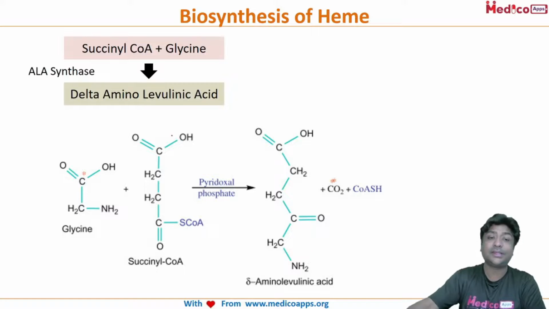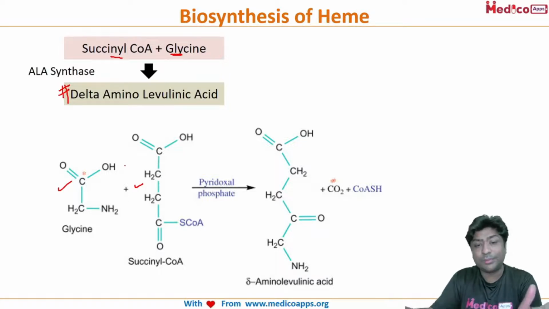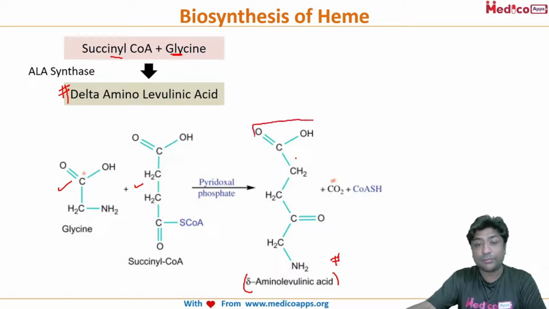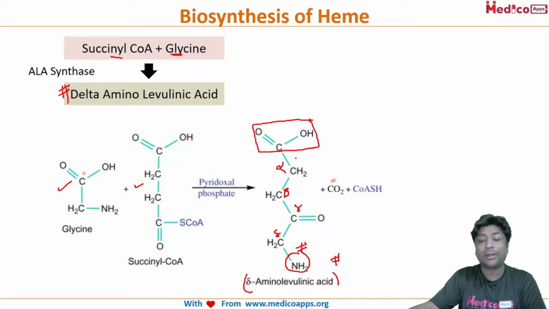The first step is when succinyl CoA combines with glycine to form delta aminolevulinic acid. This is your glycine, this is your succinyl CoA. It's a condensation reaction, and delta aminolevulinic acid is formed. So what is delta amino? This is your acid group, this is your alpha carbon, this is your beta carbon, this is your gamma carbon, this is your delta carbon. On the delta carbon, you have an amino group. So this is delta aminolevulinic acid.